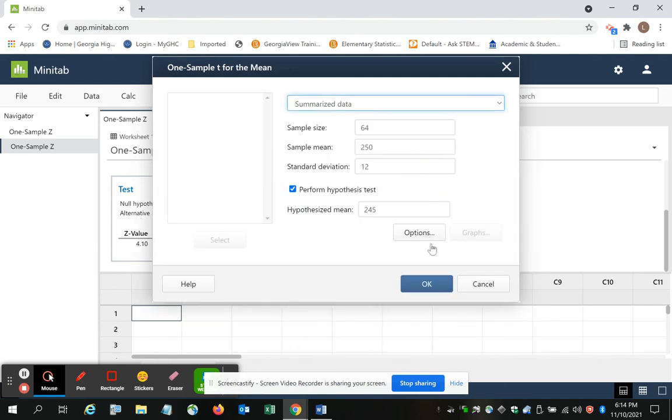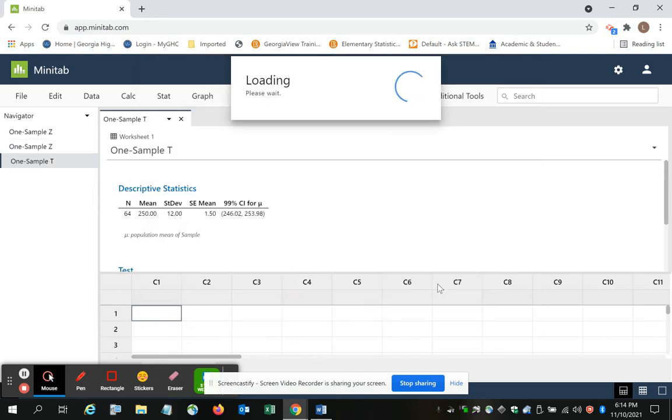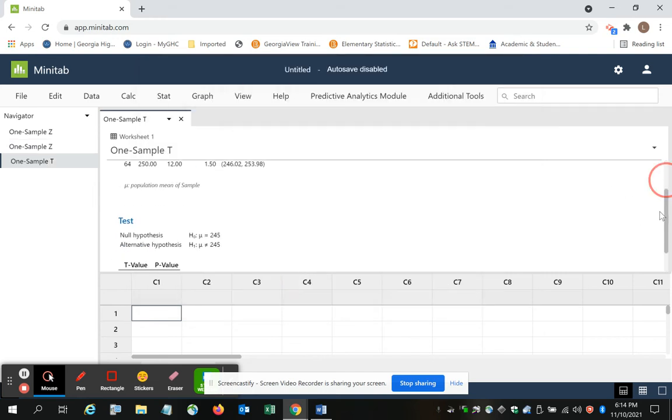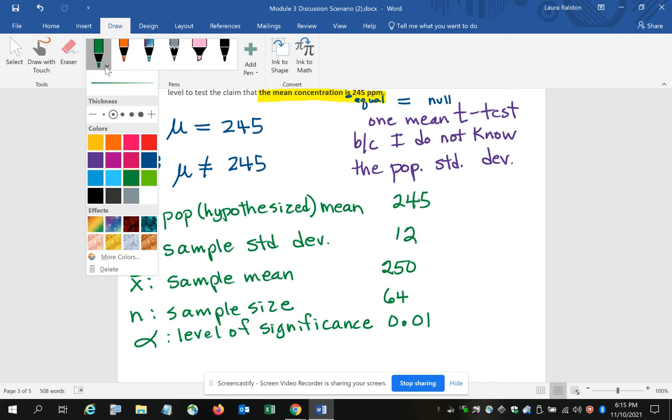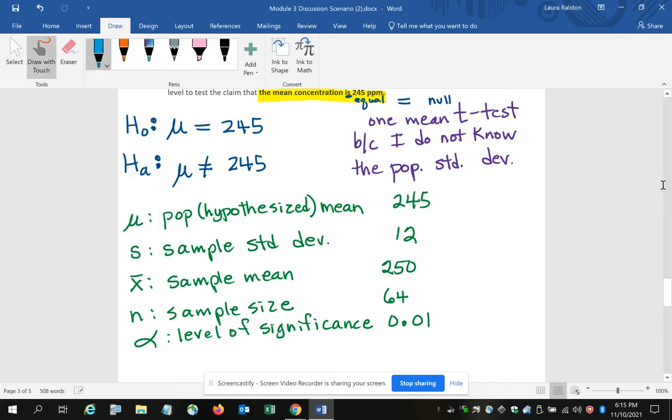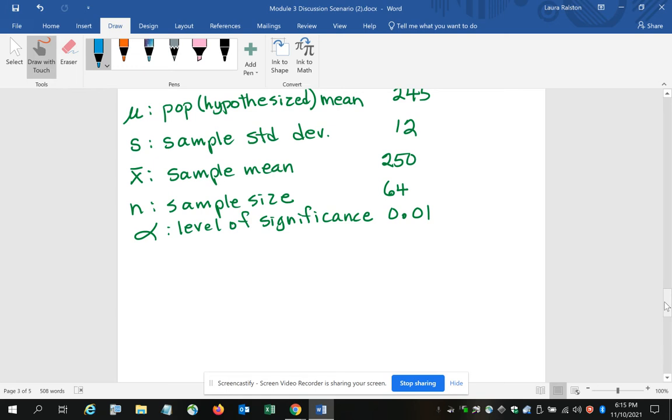So I say okay, and then again I'm looking for the test results. I get my t-test statistic, which is 3.33, and my p-value is 0.001. So again, I come back to my paper to record those answers. My t-test statistic is 3.33. The corresponding p-value is 0.001.